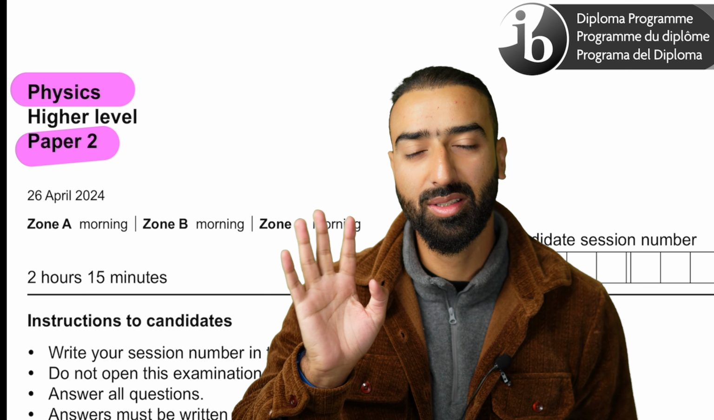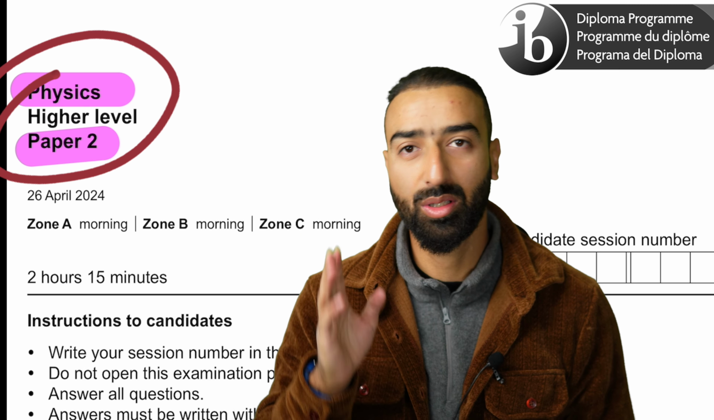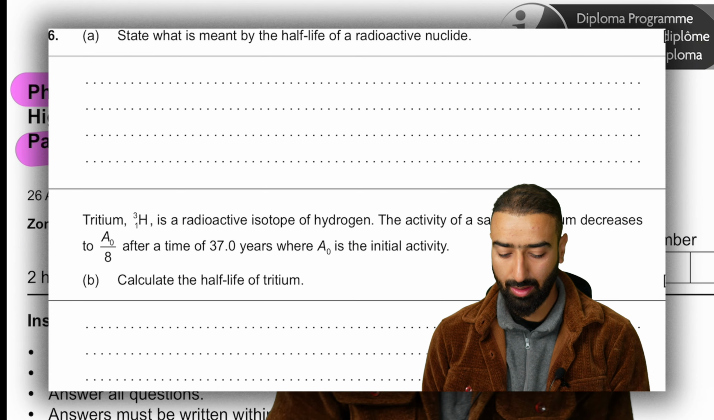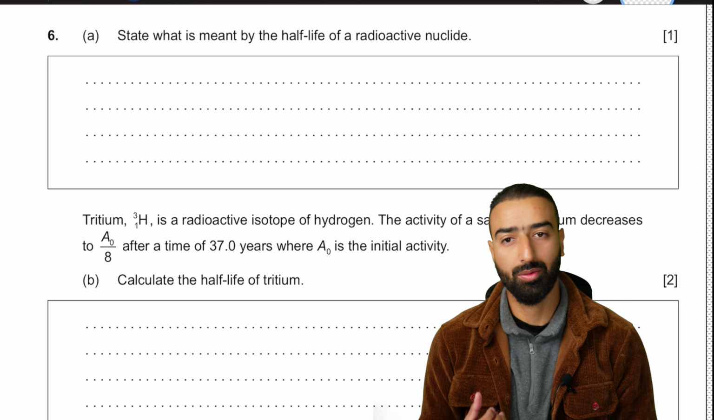Hello IB students, today we'll be solving the sixth question, the Physics HL Paper 2 2024. Let's get started. Question 6. State what's meant by the half-life of a radioactive nuclide.